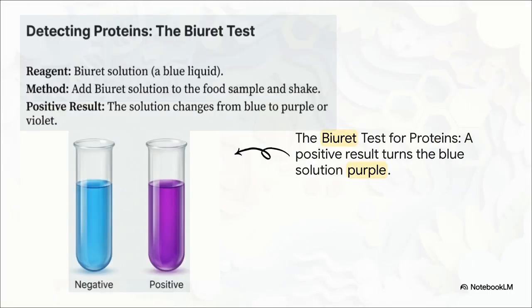So what's the test for these protein workers? It's called the biuret test. All you do is add some of this blue biuret solution to your sample and give it a shake. If protein is there, that solution will turn from blue to this really distinct purple or violet color. No mistaking that one. It's a really clear and reliable test.